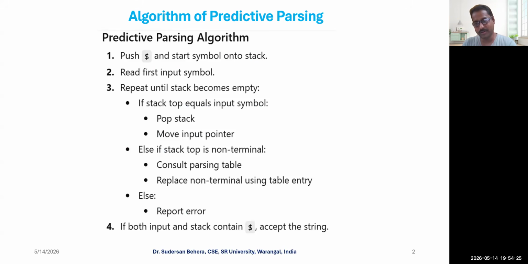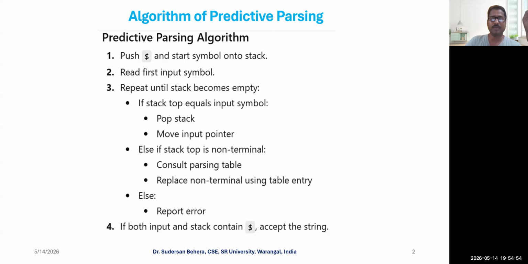One pointer points to the input buffer, because the input string or the target string gets loaded into the input buffer. The second pointer points to the top of the stack. And the third pointer points to the parsing table. The role of the third pointer comes last. So first, try to realize the first 2 pointers.